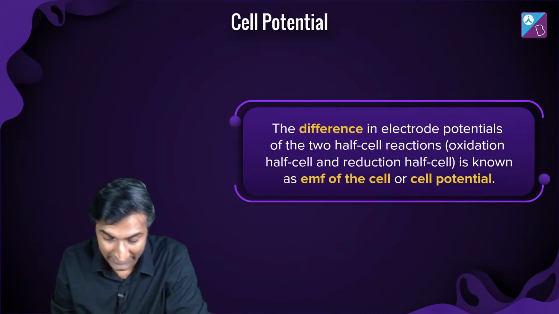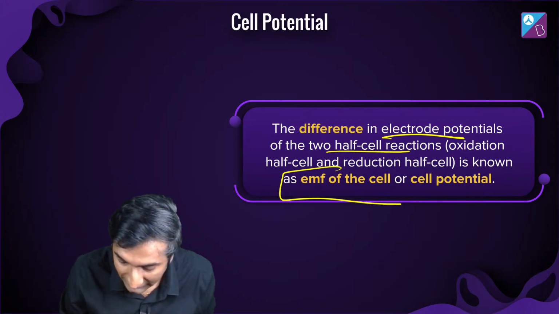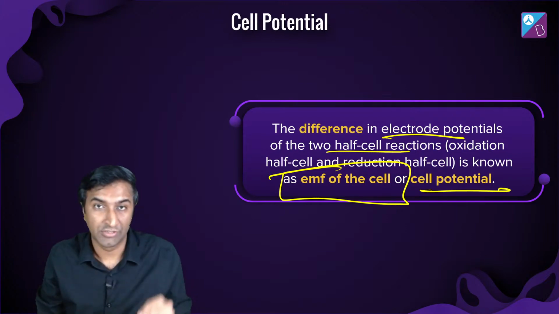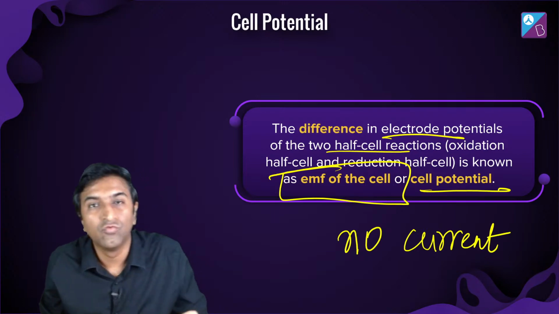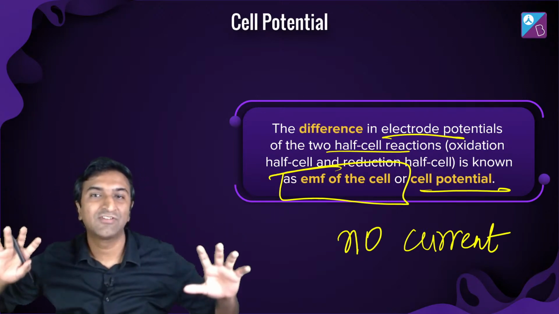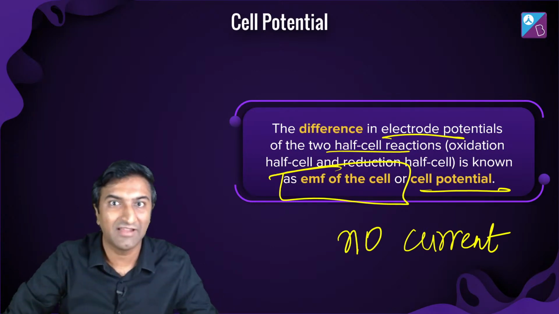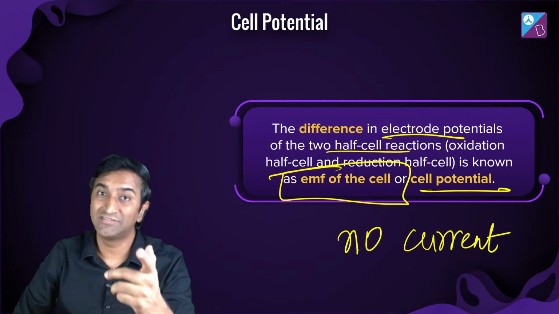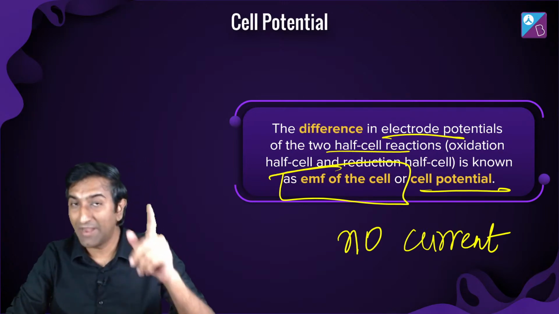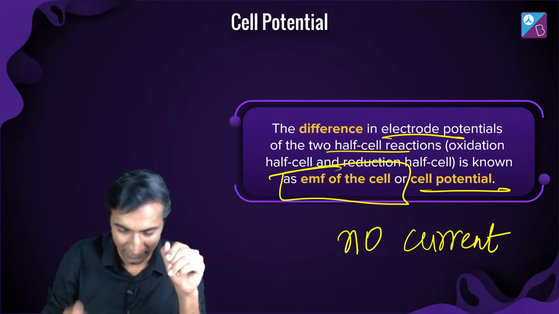So this difference in electrode potential between these two half cell reactions is known as the EMF of the cell or the cell potential. Remember, this is when no current is flowing. As soon as current starts flowing, reactions start happening and the EMF keeps falling until the death of the cell. Death of the cell is at equilibrium. What am I talking about? In the next sessions we'll talk about it in detail. In today's session we'll keep it a little light. It's the first session, we'll keep it a little light.